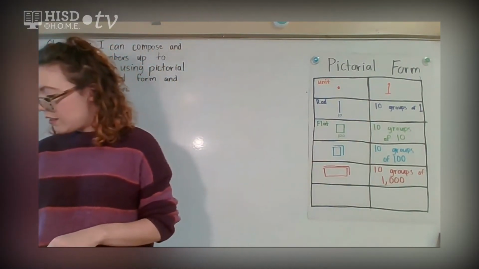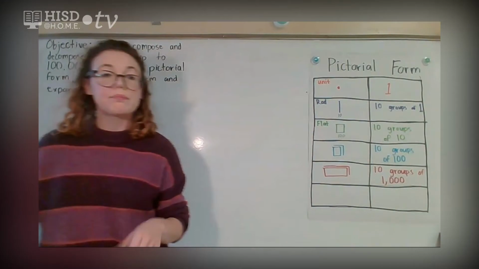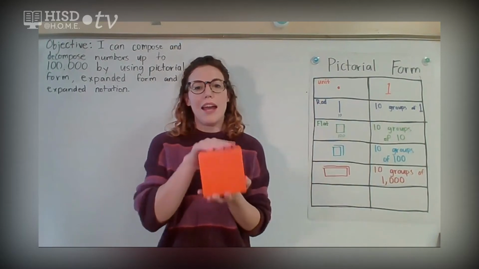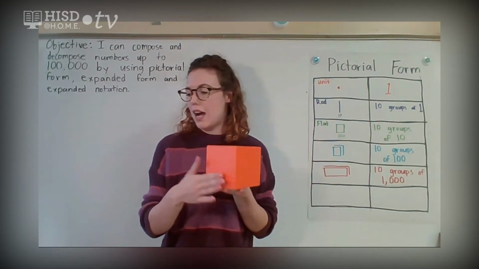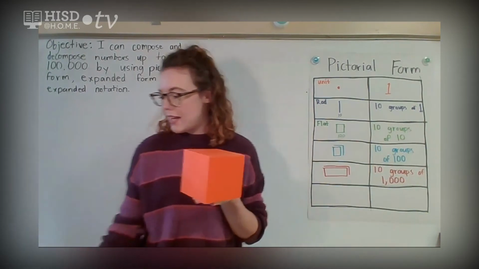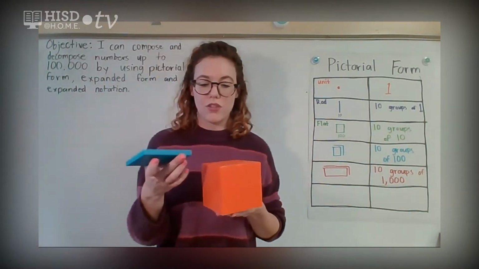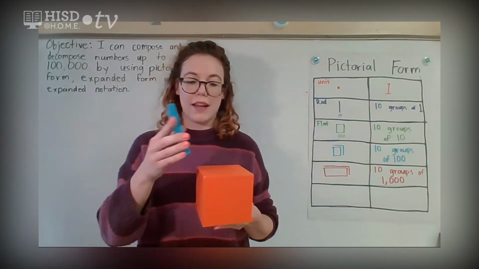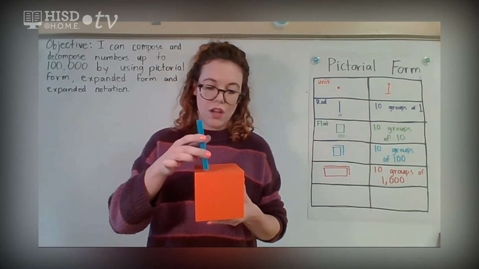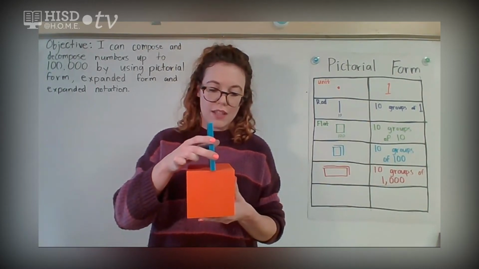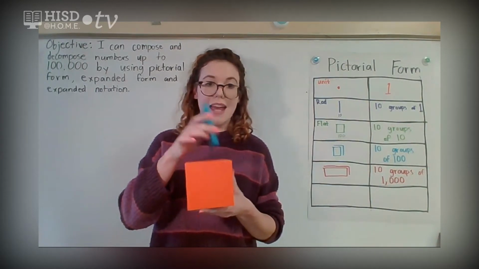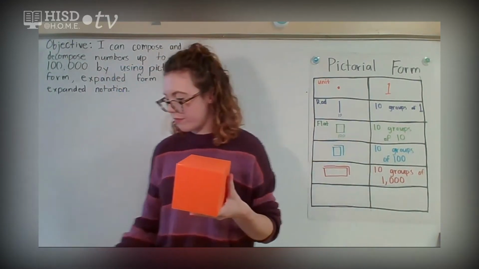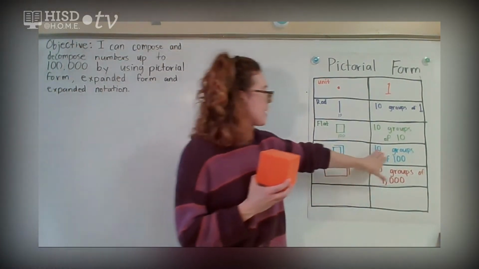Now our thousands cube is more three-dimensional than our other figures. And I want to know the value of it. If this flat is worth 100, I'm going to just do it on top like this. But remember, it would be filling this whole thing up. So we have 1, 2, 3, 4, 5, 6, 7, 8, 9, 10. So we have 10 100s. So we have 10 groups of 100 in our thousands cube, which we have right here, 10 groups of 100.